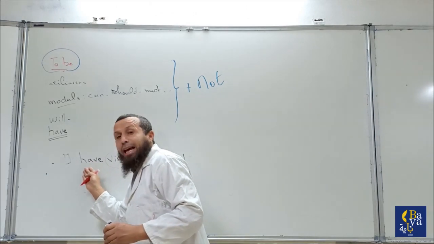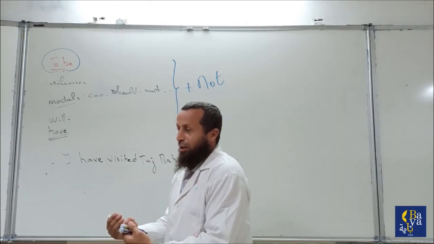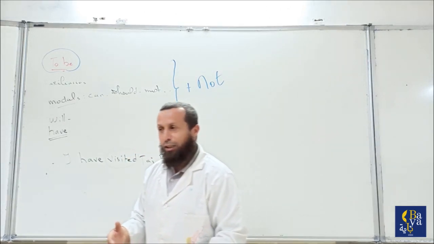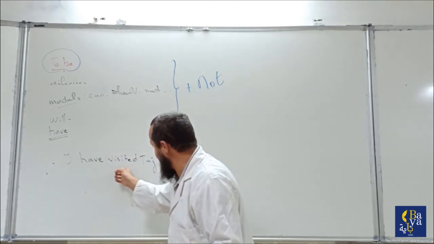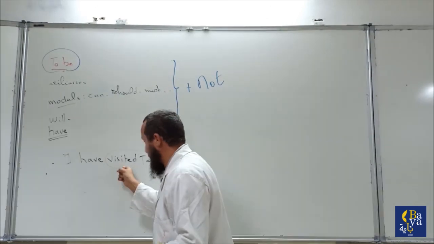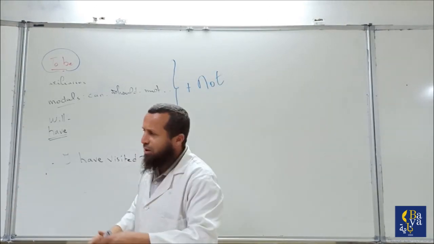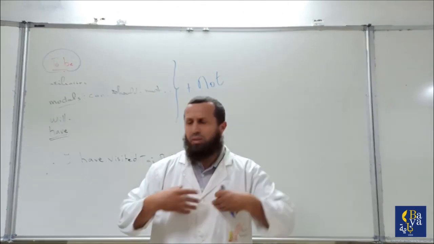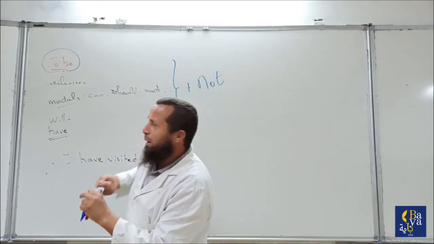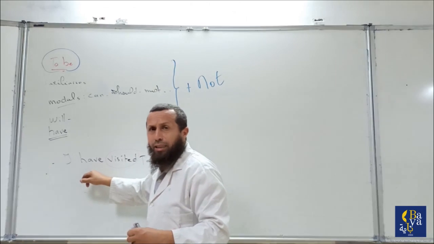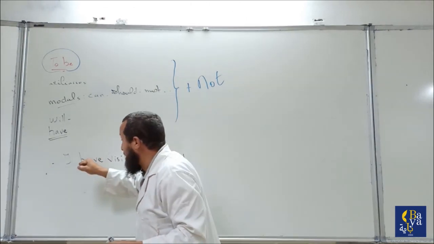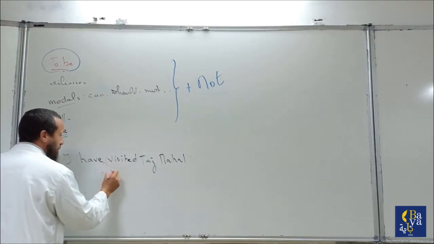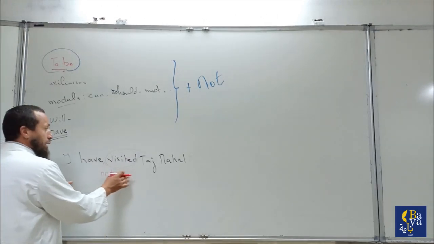The auxiliary have means the supporter, something that we add, and it doesn't weigh as much as the main verb. It's less important than the main verb. It cannot work by its own. It must be supported by the main verb. If it is an auxiliary like this, yes, it can be negated with not. I have not visited Taj Mahal.